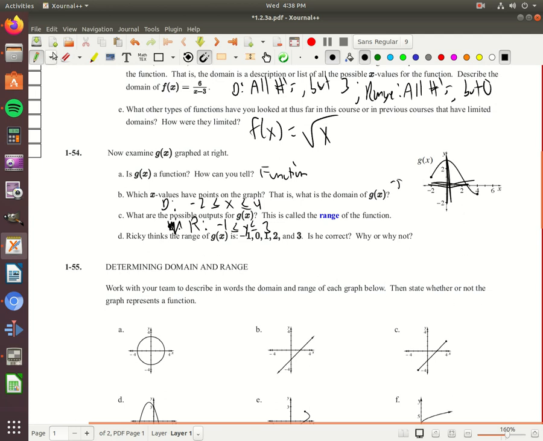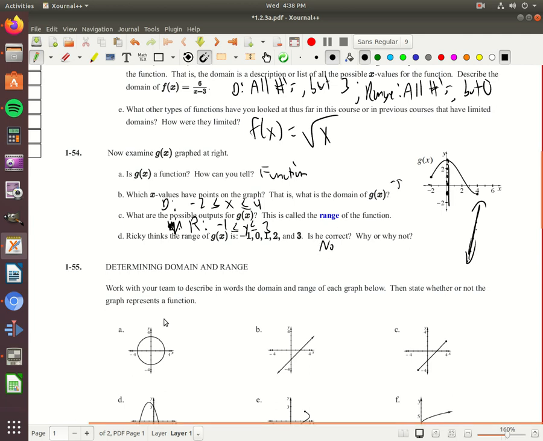So Ricky thinks the range is -1, 0, 1, 2, and 3. Not a bad idea, right? -1, 0, 1, 2, and 3. The only problem with that is, what about 2.5? And what about 1.25, right? So he's looking at it as if it was discrete and hopping, when really it's continuous. So yeah, we're going to say no, because it's continuous.